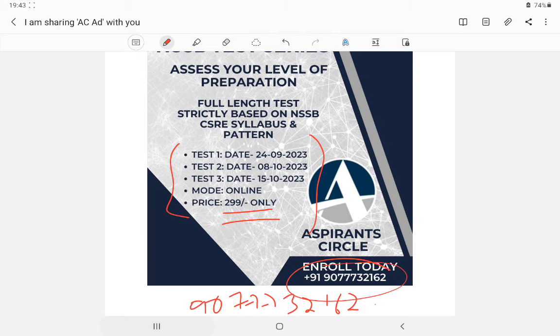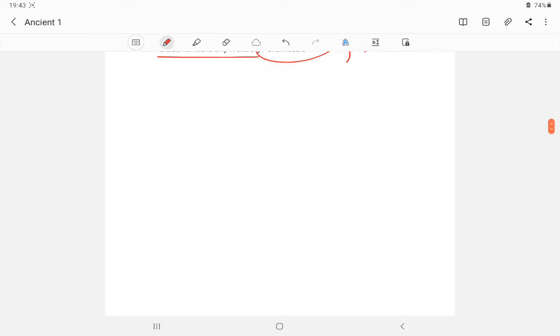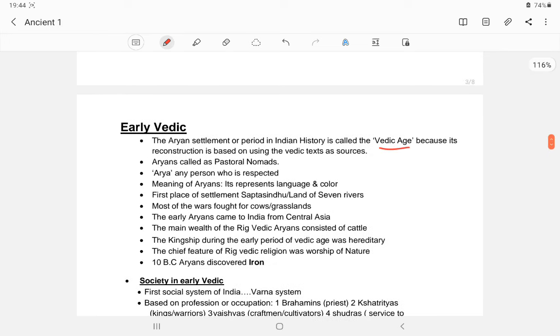So let's go to the next topic, that is the Aryans, early Vedic. First, the Aryan settlement period in Indian history is known as the Vedic age because the reconstruction was based on using the Vedic texts as sources.